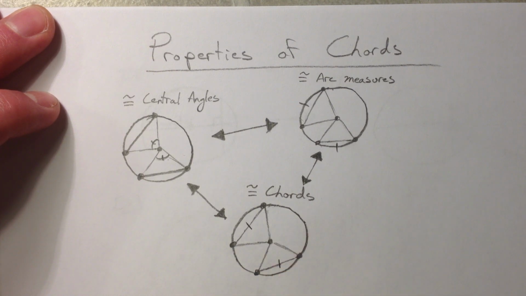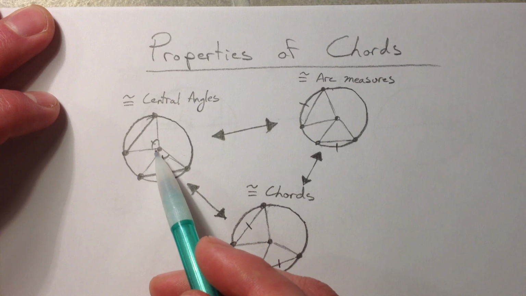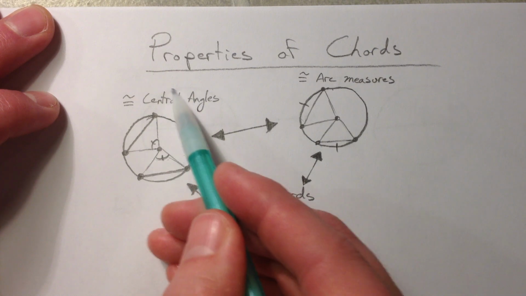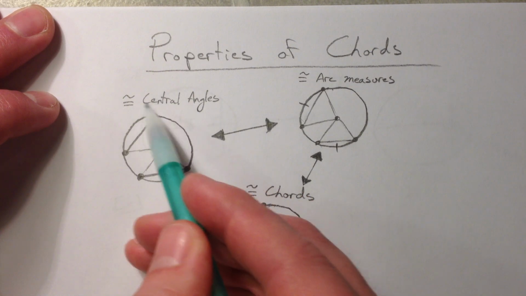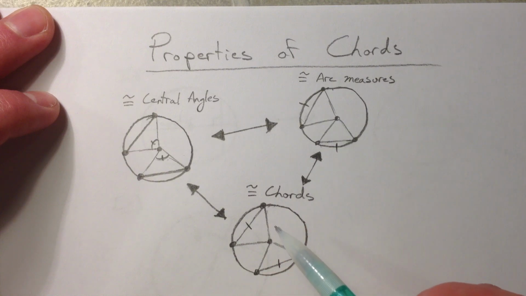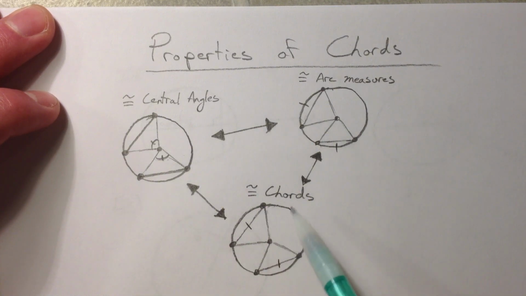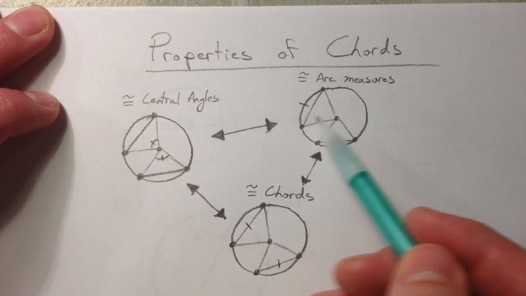We're talking about within the same circle because, as we talked about last time, if we have congruent central angles but we have a bigger circle that we're talking about, the arc measure is not the same. But all of these are interconnected. If and only if, and only if, and only if.